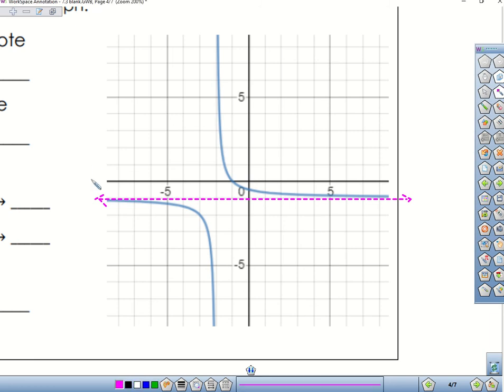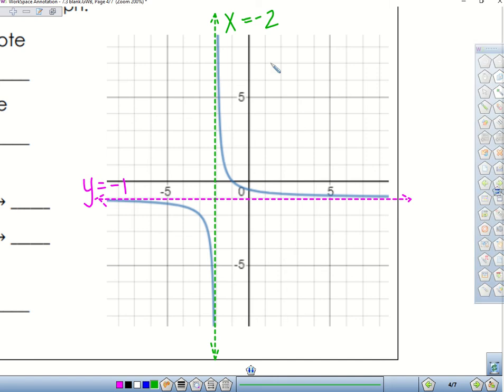And what would the formula for this be? y equals -1. And now we're going to do our vertical asymptote. So this one goes right here. Okay? And your two asymptotes will always be perpendicular to each other. Okay? They're going to form a right angle. And what would the formula of this one be? Good. x equals -2. So any questions so far on that? Okay.